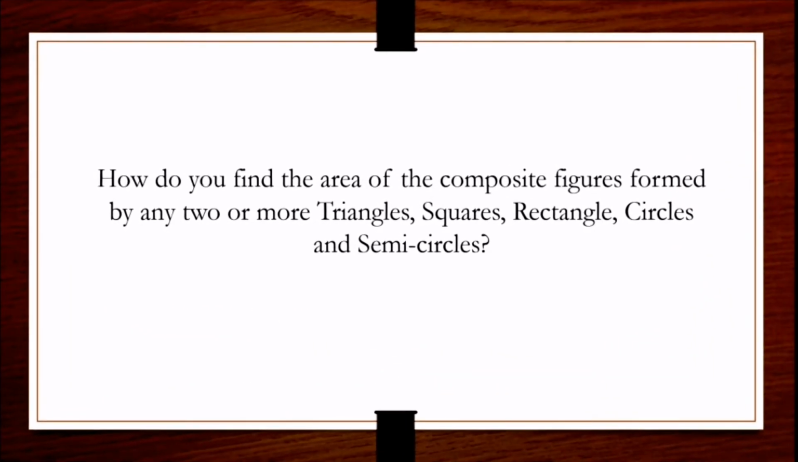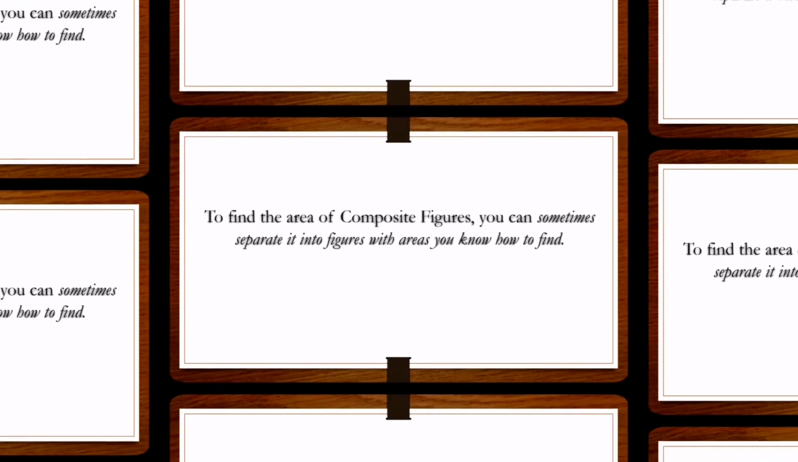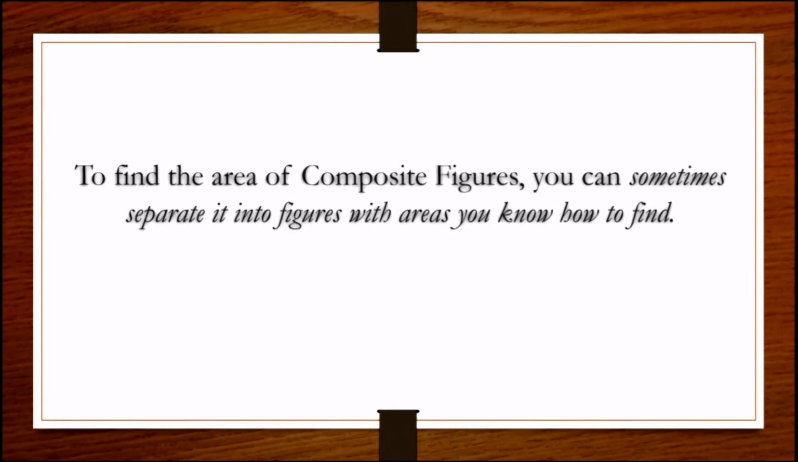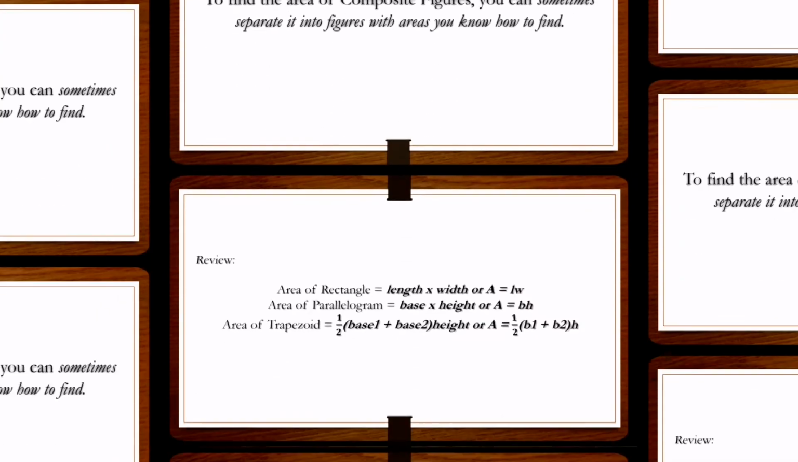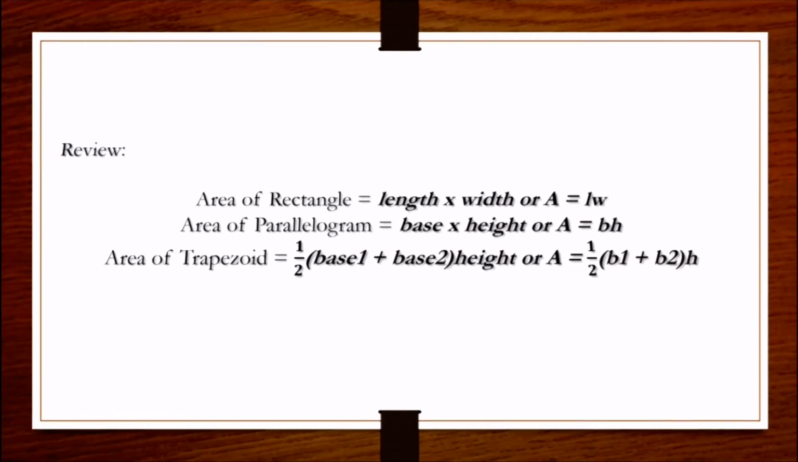How do you find the area of composite figures formed by any two or more triangles, squares, rectangles, circles, and semicircles? To find the area of composite figures, you can sometimes separate it into figures with areas you know how to find. Just a short review before moving forward to our examples in finding the area of composite figures.